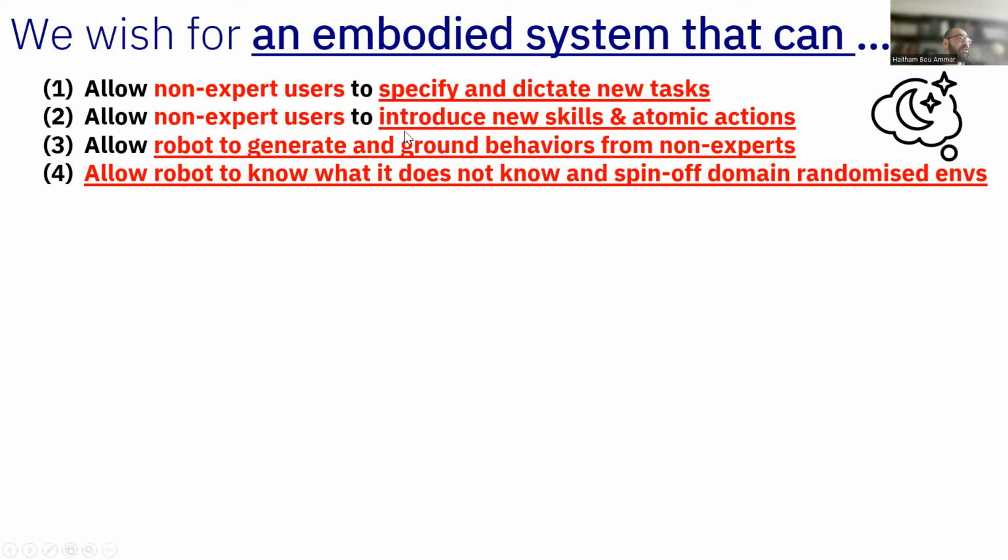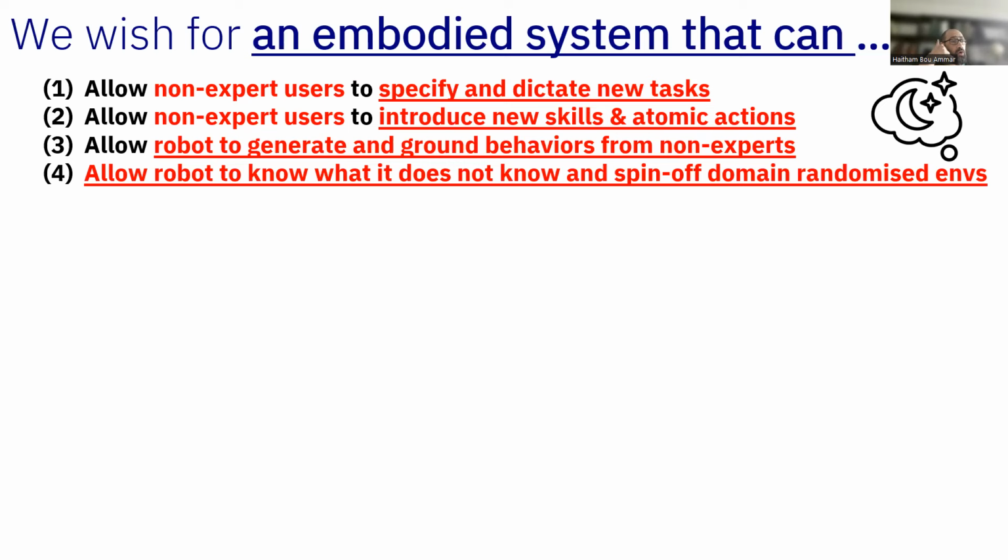So after the robot understands the task, which is the intuitive way you spoke to the robot, we also would like to allow non-expert users like you to introduce new skills and atomic actions. So what do I mean by that? Imagine I ship the robot to you with a set of skills, and now you want the robot to sweep your table, for example, right? But the robot didn't have that atomic skill because I, as a designer of the robot, did not envision that you would want your robot to wipe the table.